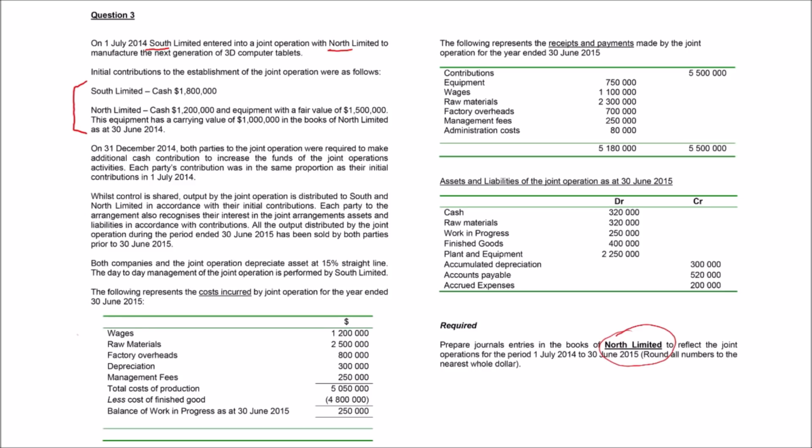So what we need to do is to look at the information of the initial contribution and prepare a table to see the percentage contributed by them. You can write down any format, it's just for your own working. For this one, we're going to write down the party, South and North. And on the left hand side, we are going to write down the type of assets contributed by them. In this question, we have cash and equipment.